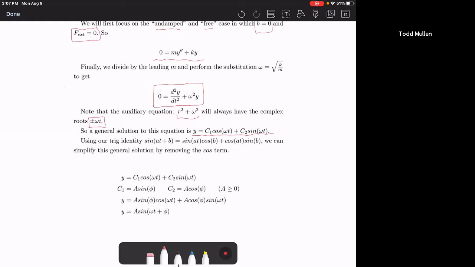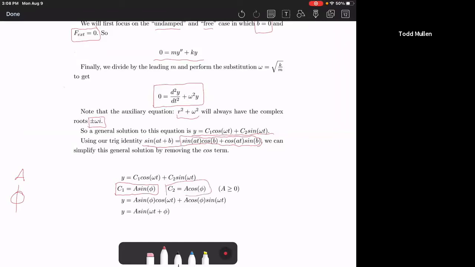Now we have a trig identity that can simplify this. And by simplify, I mean take out the cos entirely and just write it in terms of sine. So sine of a t plus b is equal to this right here, sine a t cos b plus cos a t sine b. So if we let c1, that constant, be some constant a times sine of another constant phi, and c2 be a cos phi. So we're introducing two new constants here, a and phi. And we don't know what they're equal to yet.